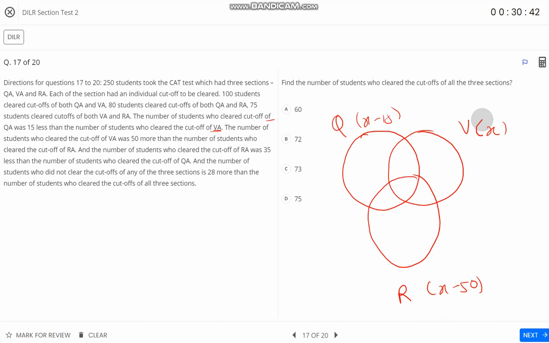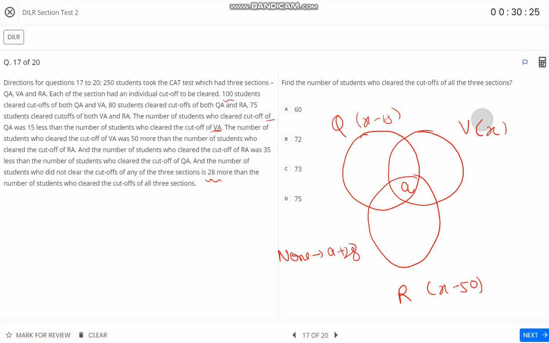And the number of students who did not clear the cutoff of any of the three sections is 28 more than who cleared the cutoff of all three. So for those who cleared the cutoff of all three, let it be A. Then who cleared none, we'll write here none. None is how much? It is 28 more, so this will be A plus 28. Now all this data will come into use.